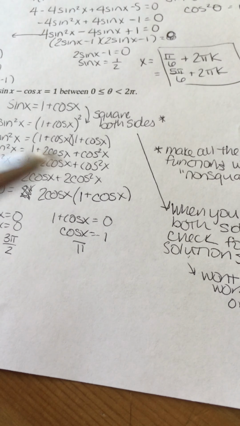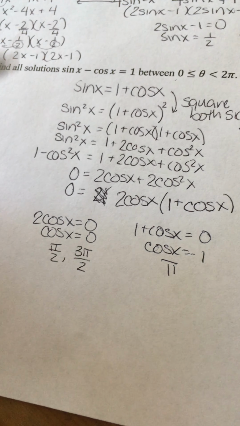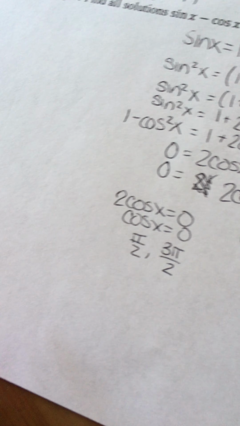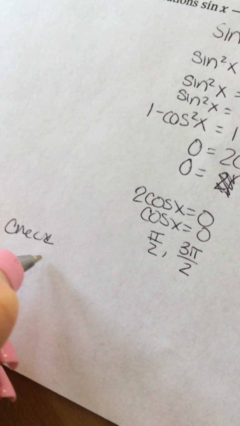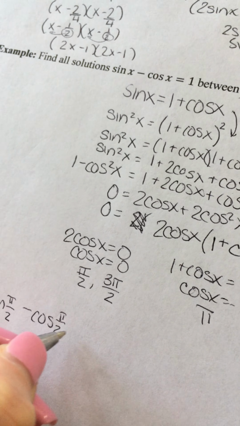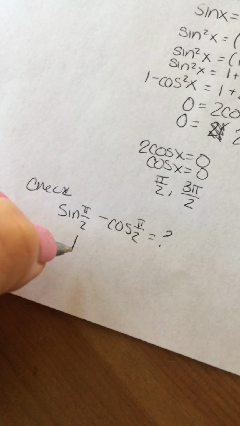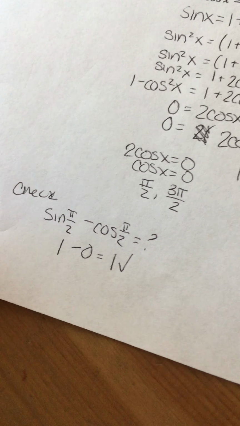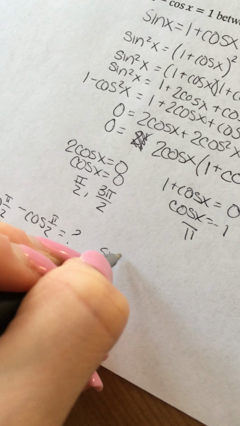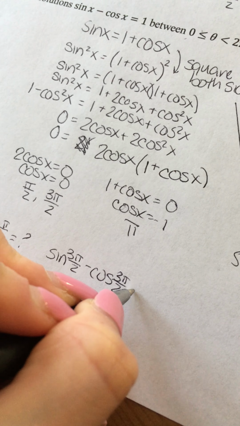We are probably almost guaranteed to get at least one extraneous solution. So all that we're going to do is check these three values, pi over 2, 3 pi over 2, and pi, and see if there's 1 or 2 or all three that we can cancel out. So check. Sine pi over 2 minus cosine pi over 2, and we're saying, does that equal 1? Sine of pi over 2 is 1. Cosine of pi over 2 is 0. 1 minus 0 is equal to 1. Great.